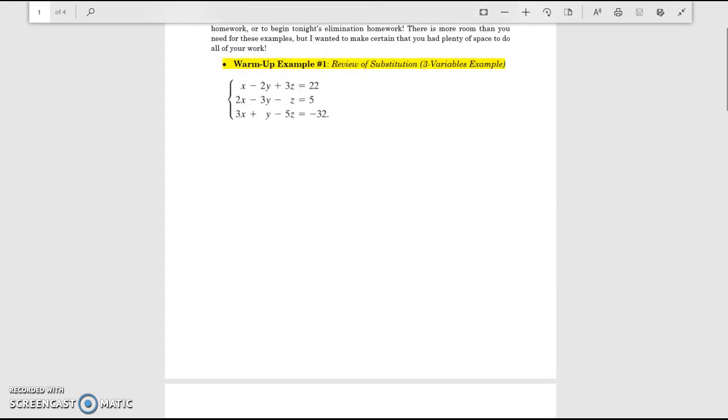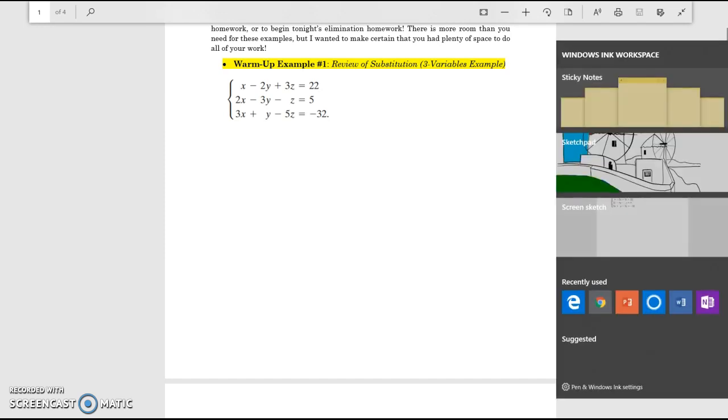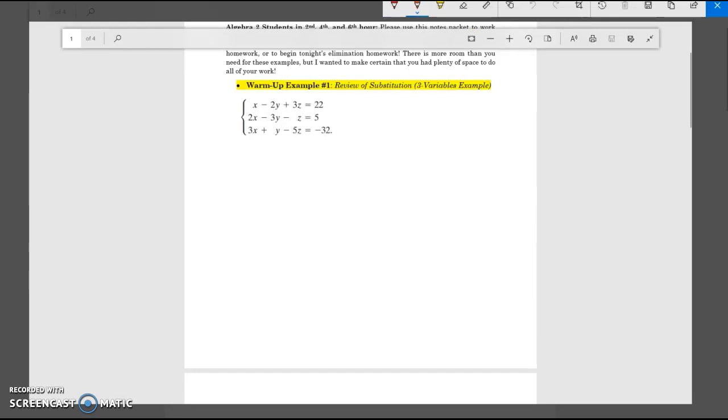So this first problem, warm-up example number 1, we're going to take a look at the same process that we started off with yesterday and how we can solve for one variable completely by itself to use to plug into remaining variables. So let's go ahead and do that together with this first problem, x minus 2y plus 3z equals 22. What we want to get started on here is to get x completely by itself in this expression.